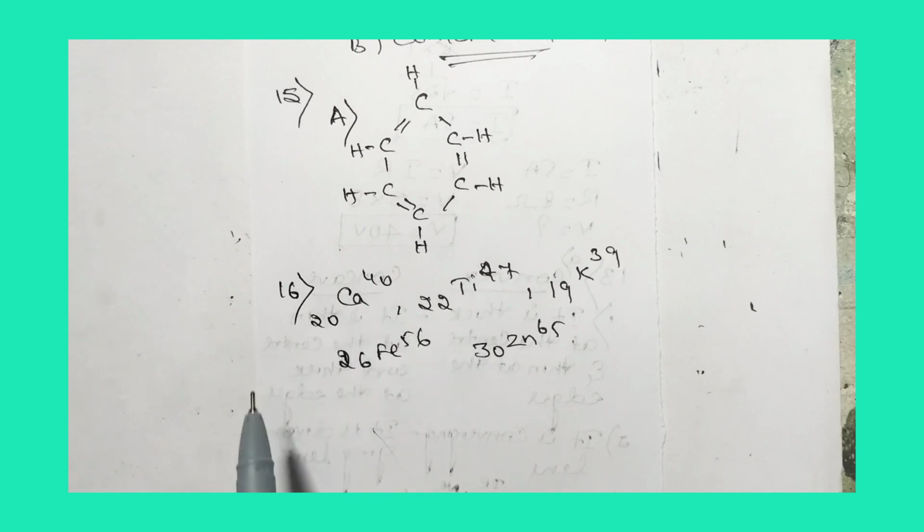Since all these elements belong to the same period, as we move across the period, atomic size decreases.